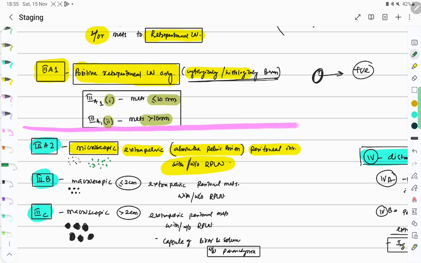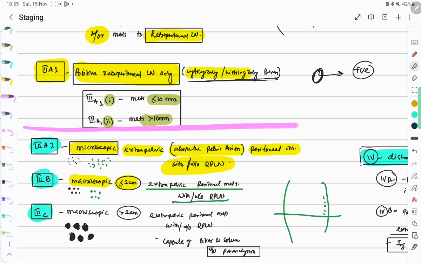But 3B is macroscopic. I can see it, but it is less than 2 cm size. Extra pelvic peritoneal metastasis with or without retroperitoneal involvement. Same thing, so it has gone beyond the pelvic brim. This is the pelvic brim, but it is macroscopic and less than 2 cm size. So it is 3B, macroscopic, less than or equal to 2 cm.